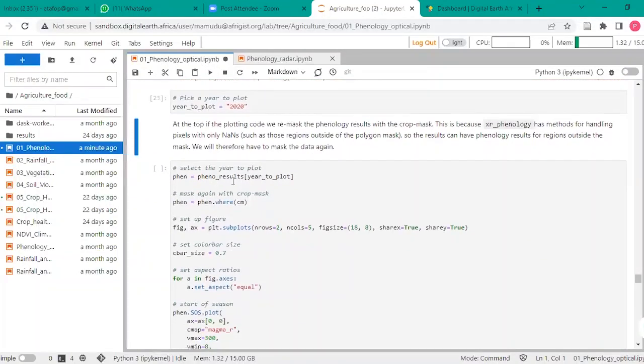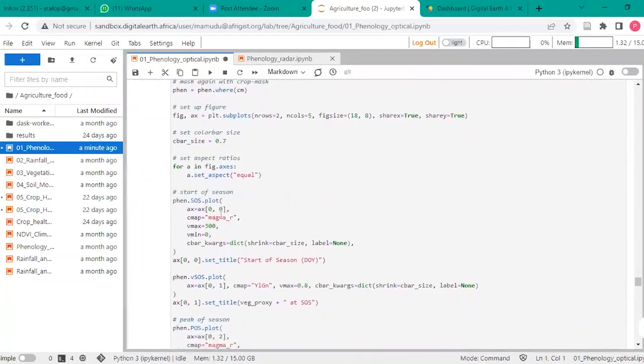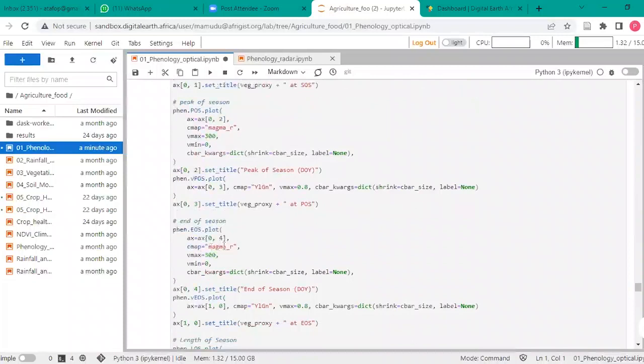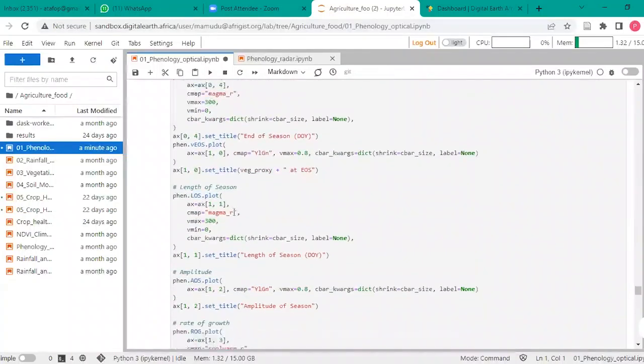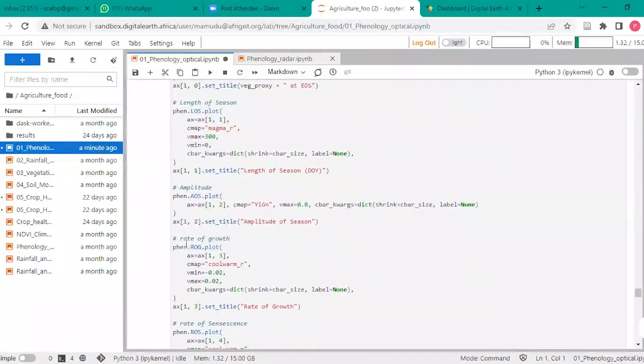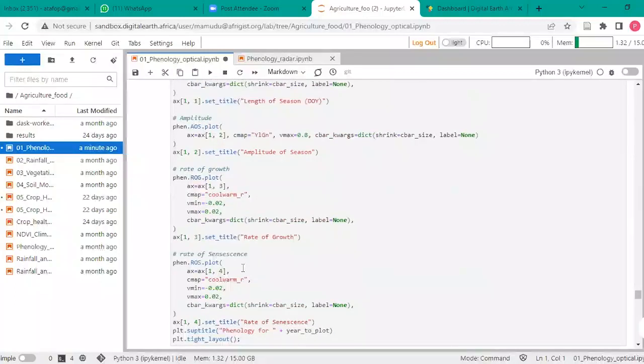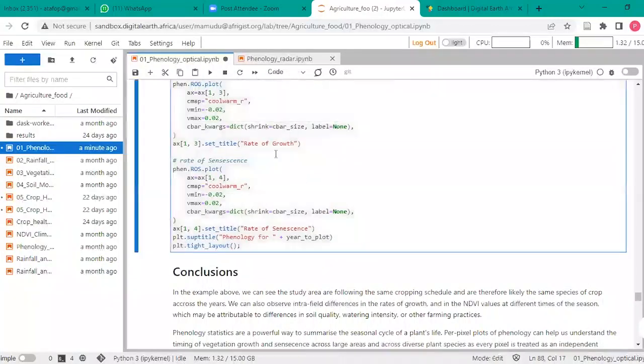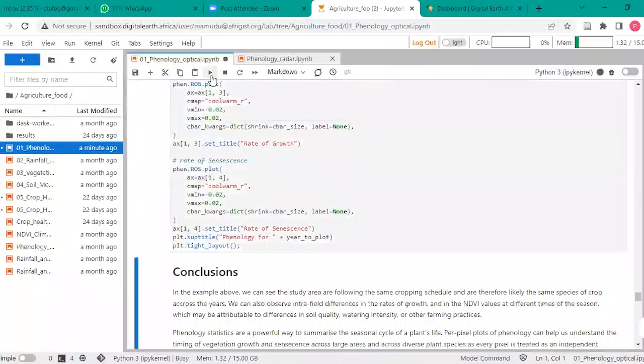Now, we can plot the phenology for the year 2020 using this. It's going to plot the start of season data, the peak of season, the end of season, the length of the season, the amplitude, the rate of growth, and the rate of senescence, and give it to us in a graph, in the pixel analysis. So we'll select that and then run.